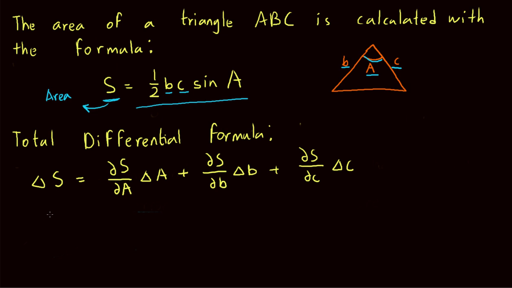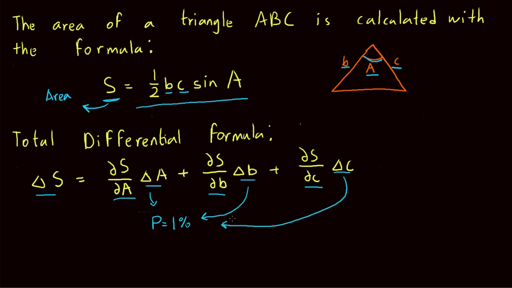And one thing to remember is that when we are trying to find the delta S, of course we need to differentiate the function with respect to A, B, and C using partial derivatives. And the delta A, delta B, and delta C are supposed to be given to us. But in terms of percentage error, they're not given exactly. The percentage error is obviously 1%, and this is also the same for delta B and delta C.